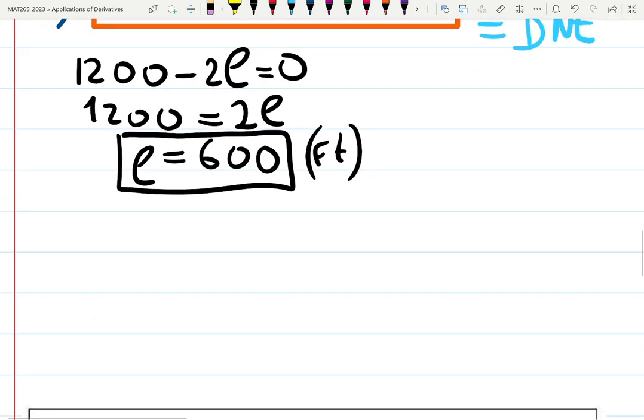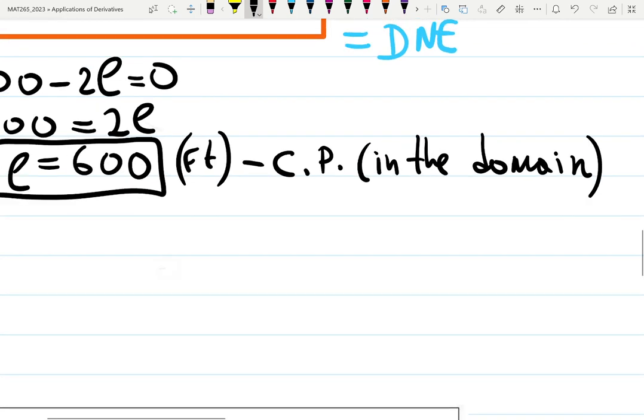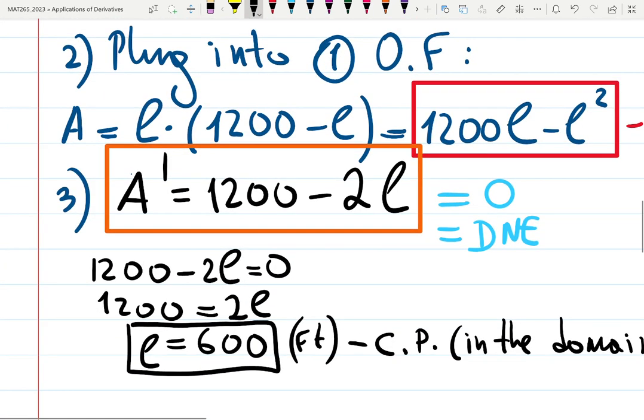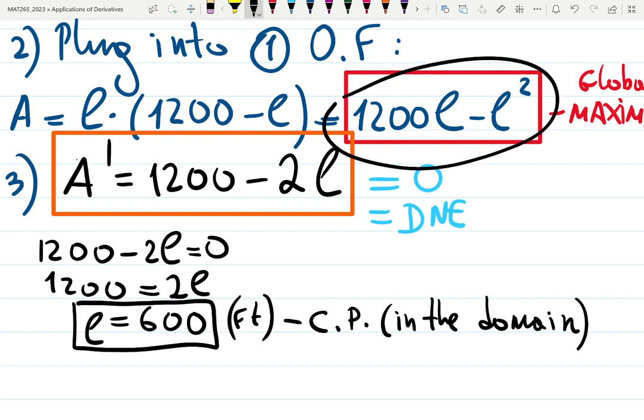L is not the maximum. L is a length that will provide the maximum. So it is a critical point because it's in the domain. I don't know. Is it though? Let me check. To check if it's in the domain, which function should I look at? Original A. That's why I put it in the box. 600. Does it make anything weird? No. It's a polynomial. It's fine.